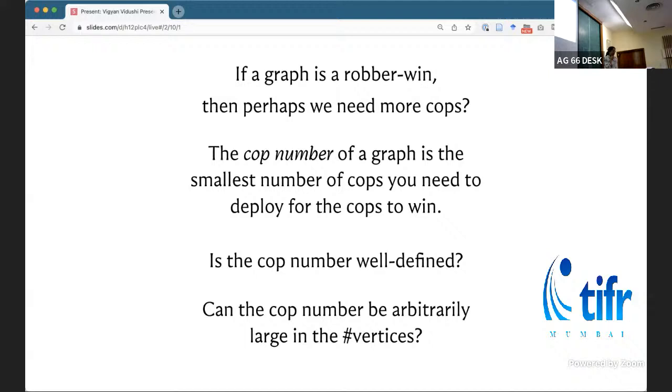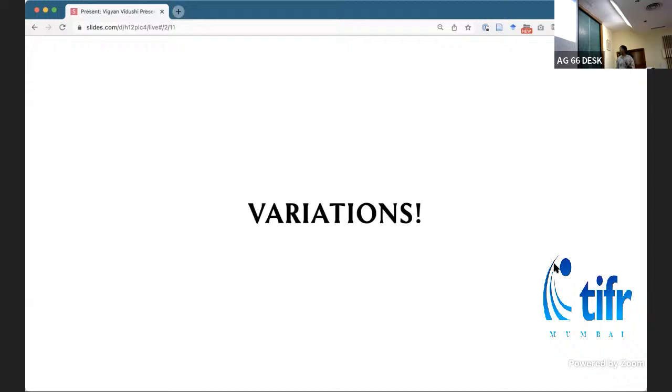If you've seen hypercubes, that's a nice example of a family of graphs where the cop number just keeps growing, okay? A hypercube of dimension one is an edge. Dimension two would be like a four cycle. If you want to get a hypercube of dimension n, you take two hypercubes of dimension n minus one and draw a matching between them. That's what a hypercube is. It's a cute exercise to argue that the cop number grows according to something like n by two, something that's a function of the number of vertices, okay? That's another nice exercise.